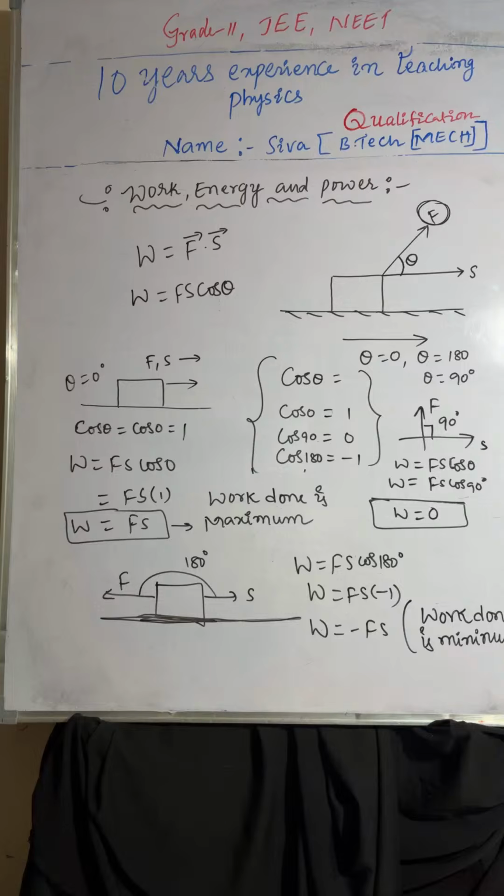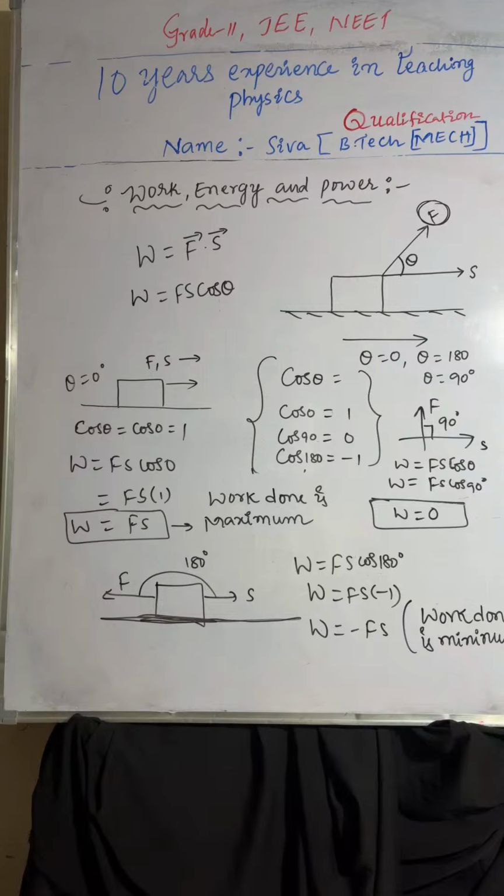Okay, so when we apply force on the object with some inclination, with a certain angle with the displacement, W equal to F bar dot S bar, that is W equal to Fs cos theta. If force and displacement are acting in the same direction, theta equal to 0, then cos 0 is 1, W equal to Fs. So work done is maximum. When force and displacement are acting opposite to each other, work done is minimum.